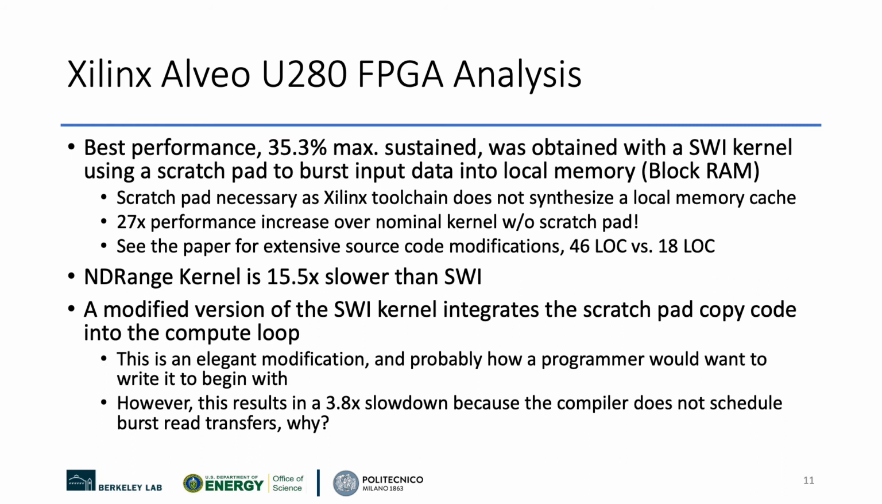What if we combine the transfer from global to local memory within the calculation? This is a more intuitive code structure and how a programmer would want to write it initially. However, when doing it this way, the compiler no longer schedules burst transfers and performance drops by a factor of 3.8. It's critical to understand what the compiler wants in order to write high-performance code using the Xilinx toolchain.